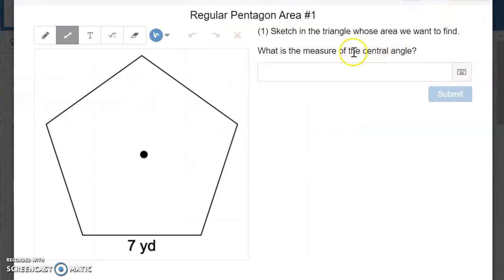All right, then let's apply what we just discussed. Sketch the triangle whose area we want to find. What is the measure of the central angle? Okay, so this time we're dealing with a pentagon with 7 yards as the side length. This is the exact problem that I went through during the previous lesson recording, so I'm not going to do that. I'm actually going to change the class problem. But you're going to work on this on your own, and if you need to, go back and rewatch the lesson recording to figure out how to do this.